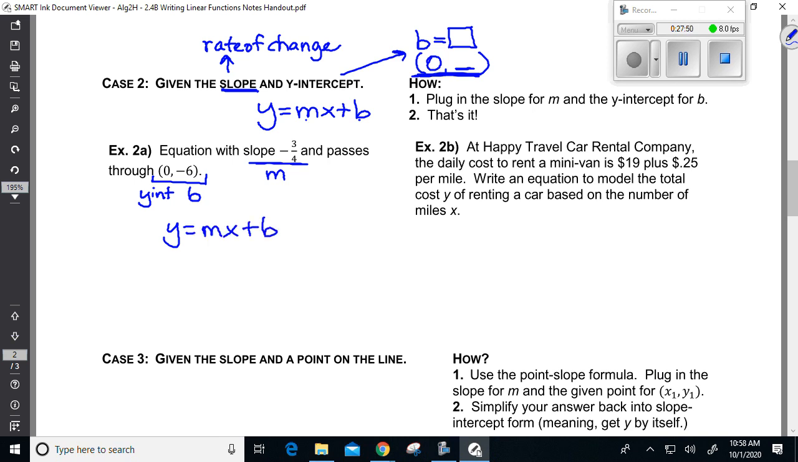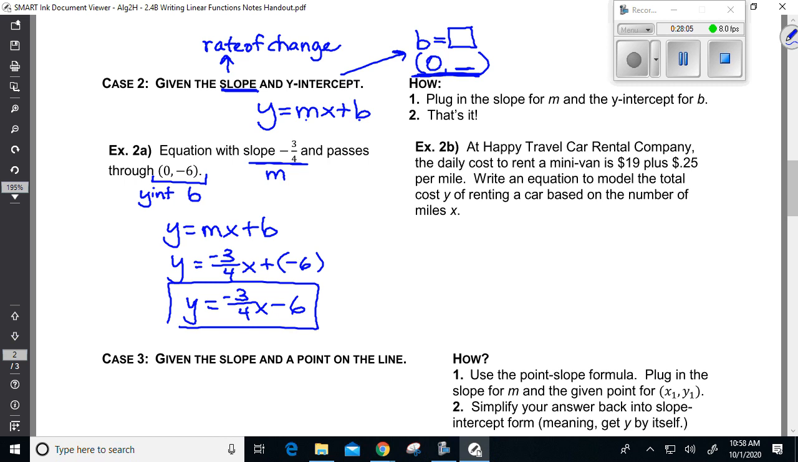y = mx + b. y = -3/4 x + (-6). We can't leave it that way. That's not simplified. There you go. So that's our straightforward example.